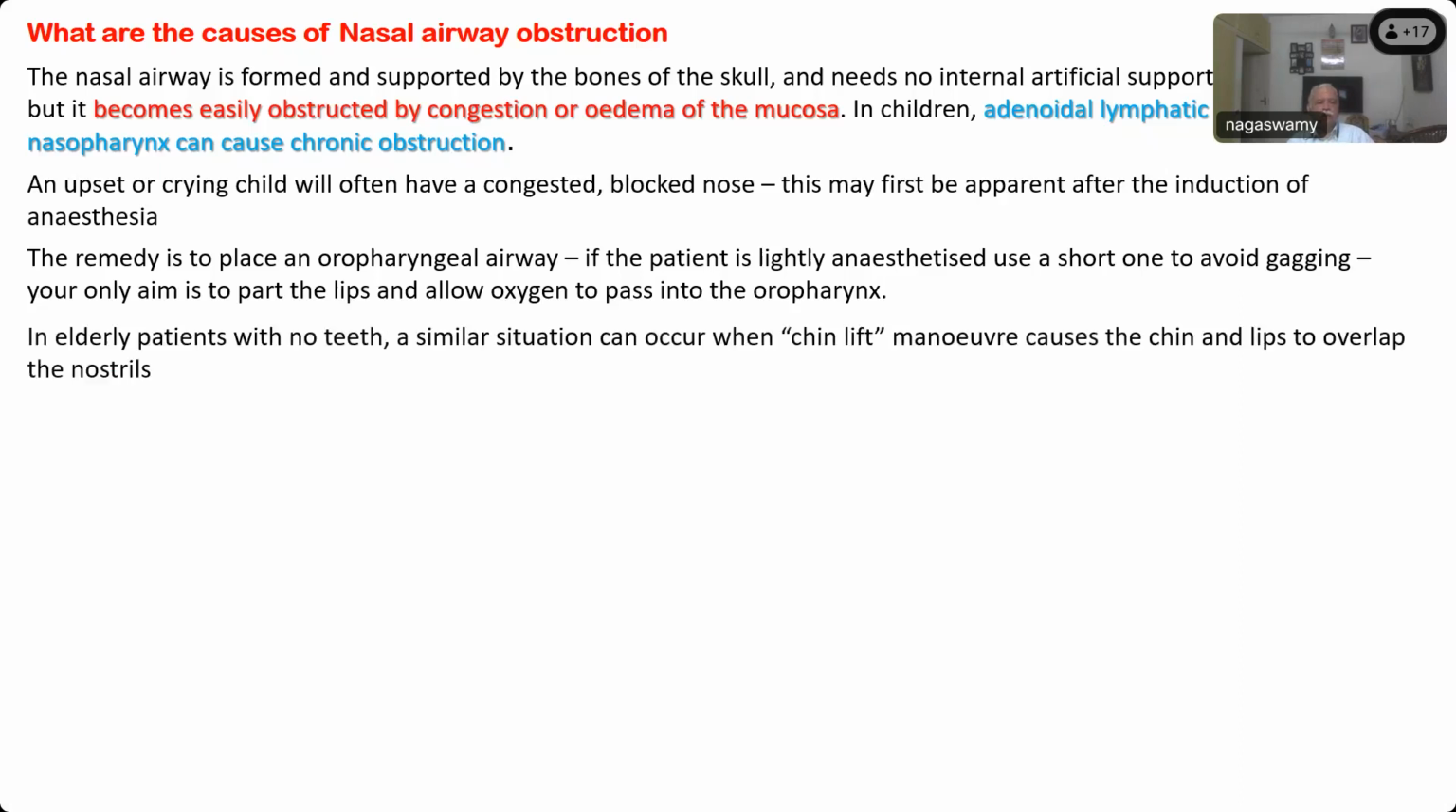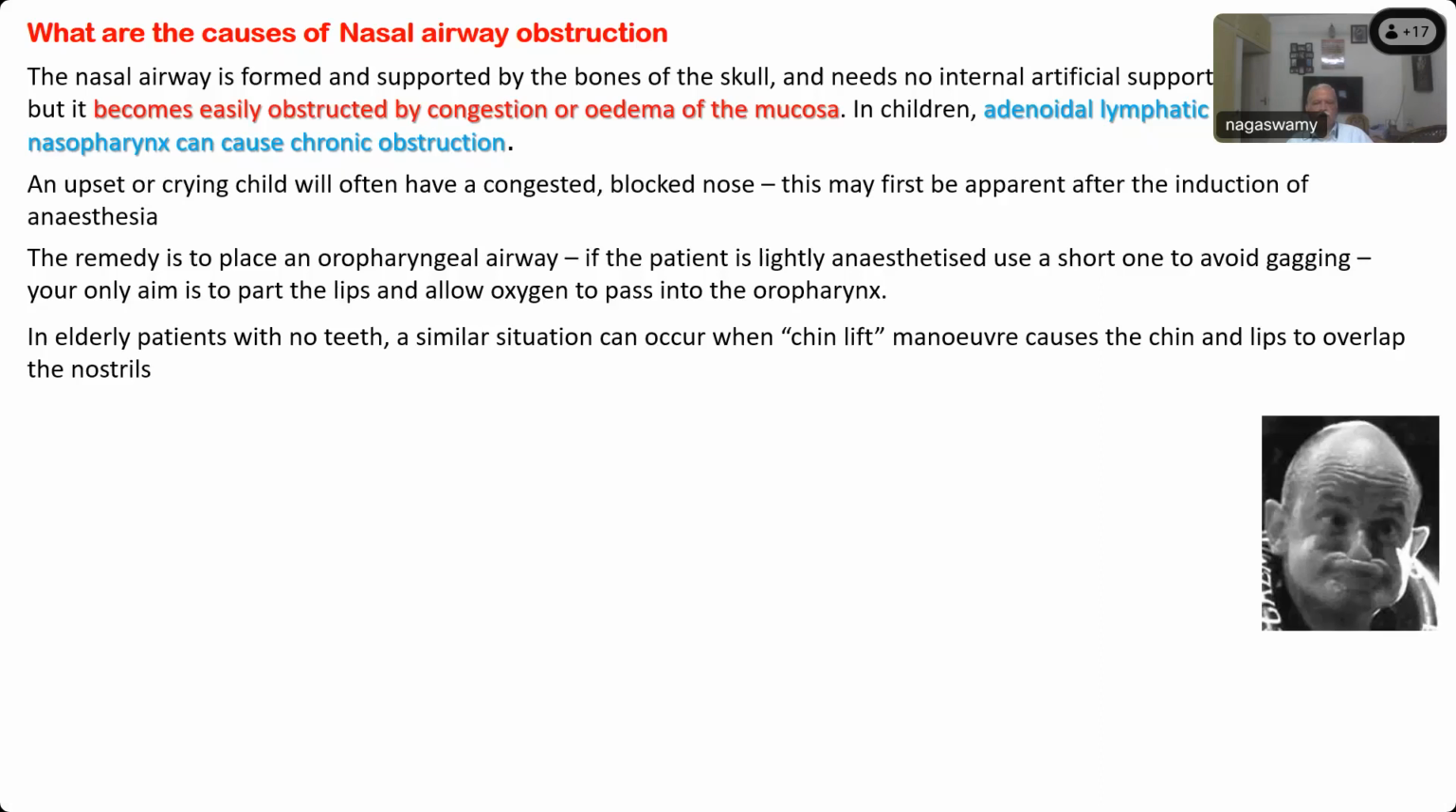In elderly patients with no teeth, a similar situation can occur when the chin lift maneuver causes the chin and lips to overlap the nostrils. Normally we do the chin lift in patients to have a good mask fit during ventilation. But in edentulous patients, if you do a chin lift, what will happen? This is how the whole obstruction will be caused. So this patient has no teeth at all.